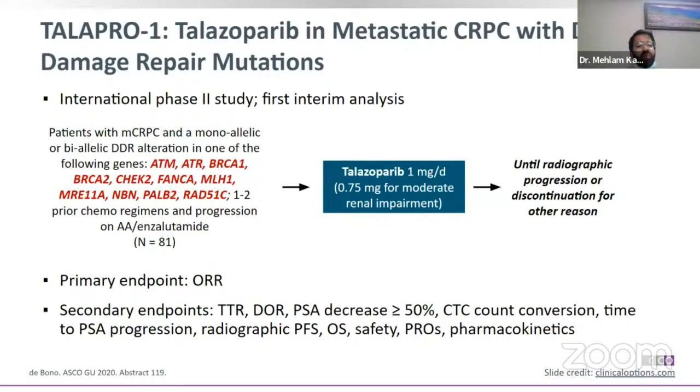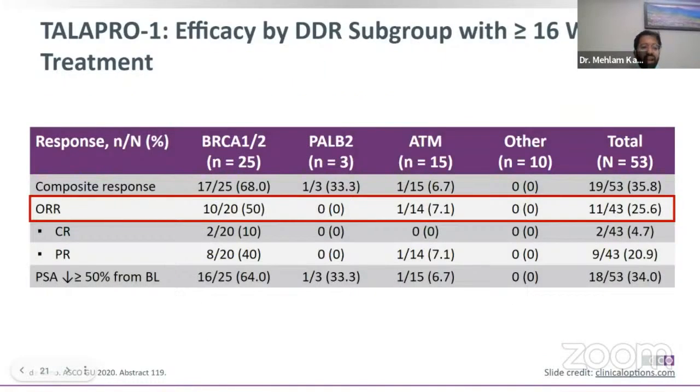So this is the TALAPRO study, which was another phase 2 study, with talazoparib 1 milligram per day, and 0.75 in moderate renal impairment, in patients with biallelic DDR alterations in ATM, ATR, BRCA1, BRCA2, and other genes, with the primary endpoint being overall response rate. The overall response rate, which we can see in the table, is maximal, around 50%, in patients with BRCA1 and BRCA2.